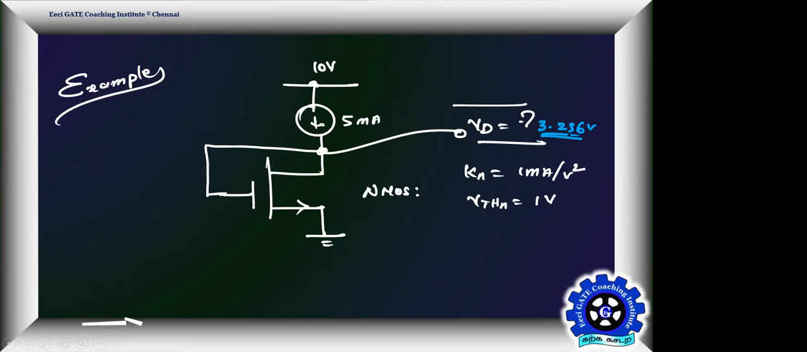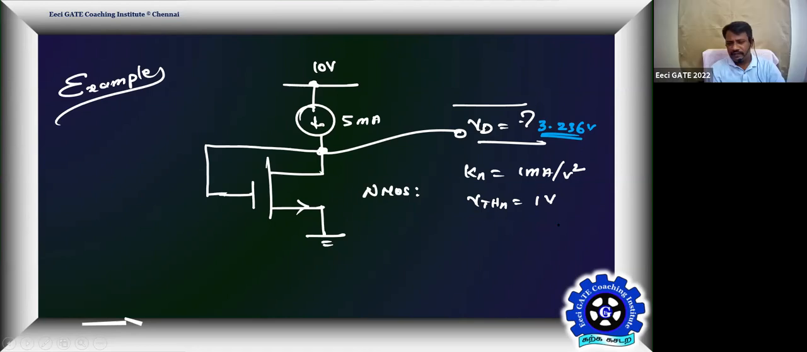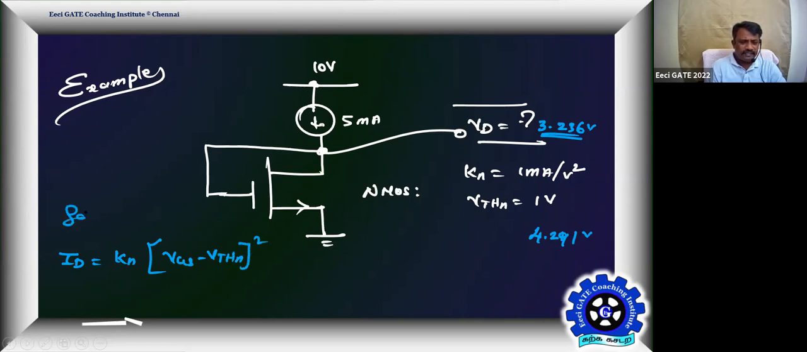So 4.291. Okay, you have given two answers. I'm going to check in an easy way. I know if the device is in saturation, it is going to obey the equation Kn into VGS minus V threshold of your NMOS, the whole square. I know very well the device is in saturation. So you have given different values of VGS. VD is nothing but VGS, so I'll substitute and then we'll see what's ID.